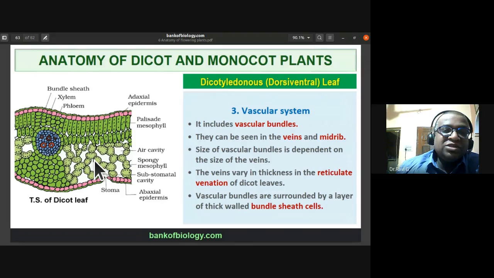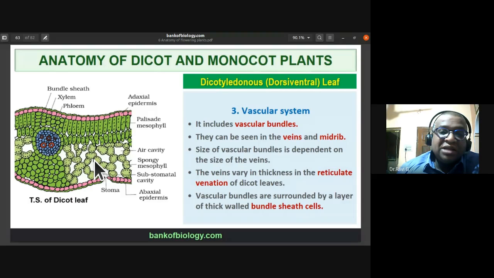Vascular system, it consists of vascular bundles. So again, it would be conjoint type of vascular bundle. Conjoint, that is phloem and the xylem are in the same bundle. So conjoint, endarch, you can notice. But they are closed type. They don't have any cambium. Leaves do not have any cambium.